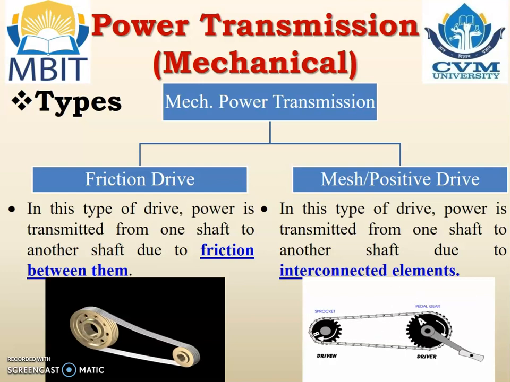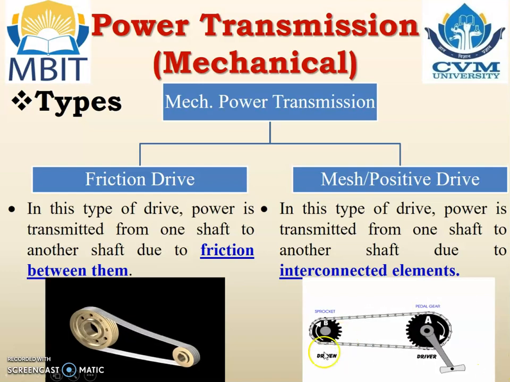Now consider if the belt is too long, or it is a loose belt, or we have provided lubrication between the belt and the pulley, then what will happen? Then the friction will not be there, and then there will not be power transmission. So the friction drive is a type of drive in which power is transmitted due to friction. If friction is not there, power will not be transmitted.